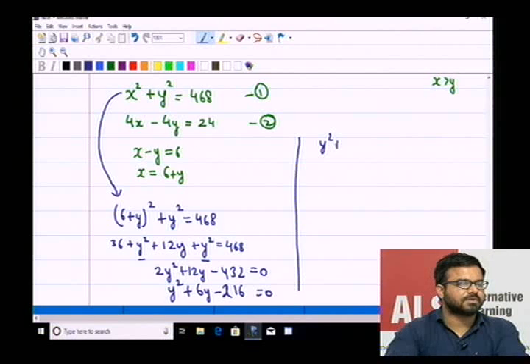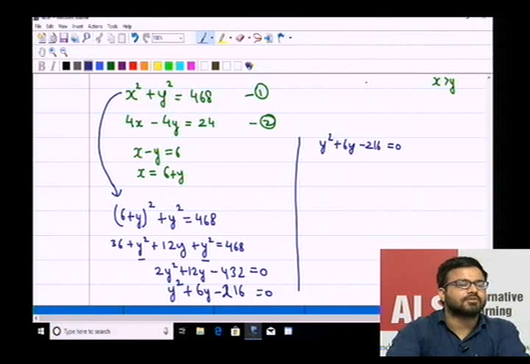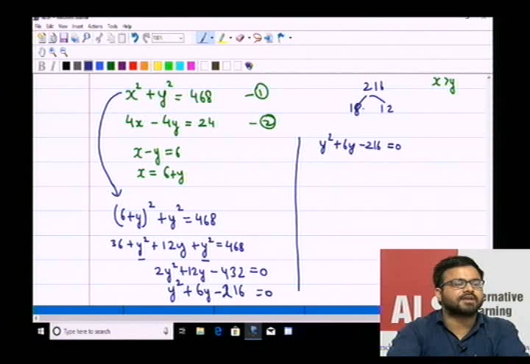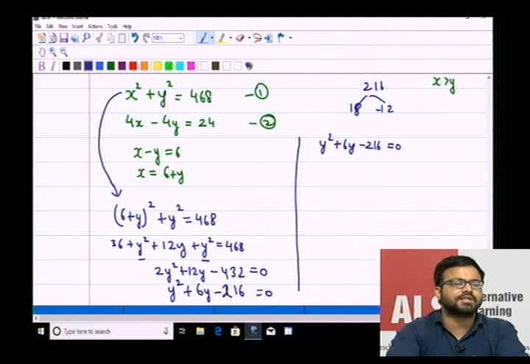This is y square plus 6y minus 216. This can be factorized by 18 and 12, because 216 can be written as 18 into 12. And for plus 6, we will take minus 12 when we subtract. 18 minus 12 is 6, and 18 into negative 12 is negative 216.